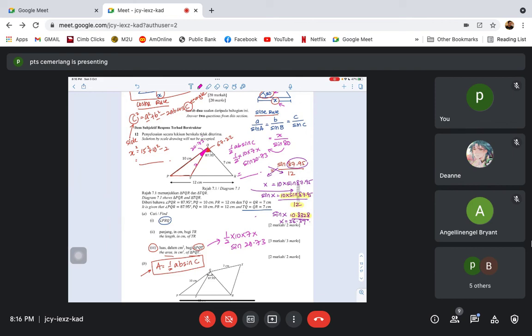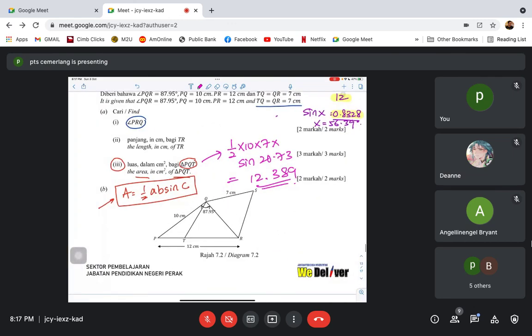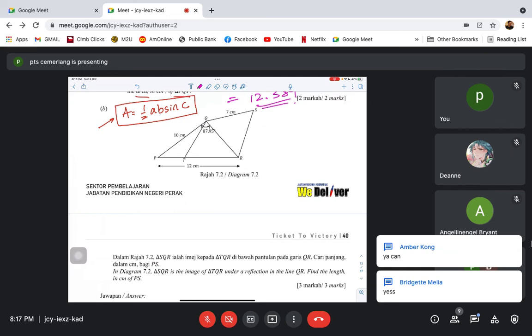Alright. Now this one is what you can do. So just press your calculator and you should get the answer is equals to 12.389. So that's your answer. Okay, so question 3 is done. Now let us look at question B. Tengok soalan B. And this one everybody can answer? Boleh? Semua boleh dapat jawapan? Okay, so if everything is okay, let us look at question B.